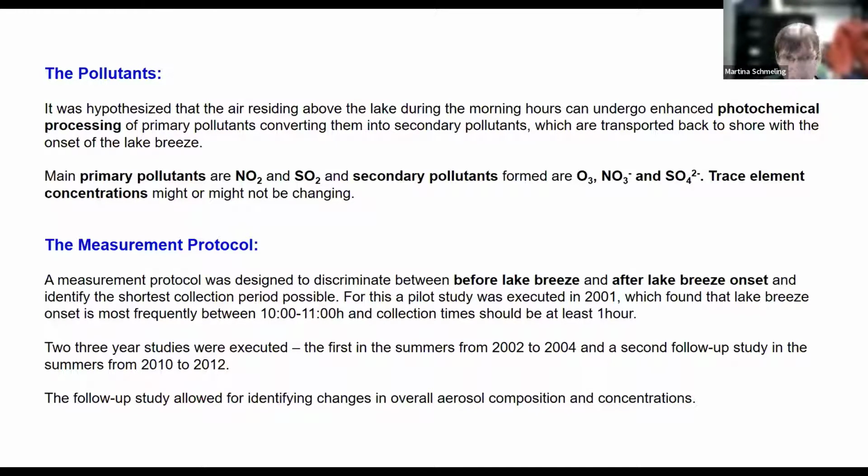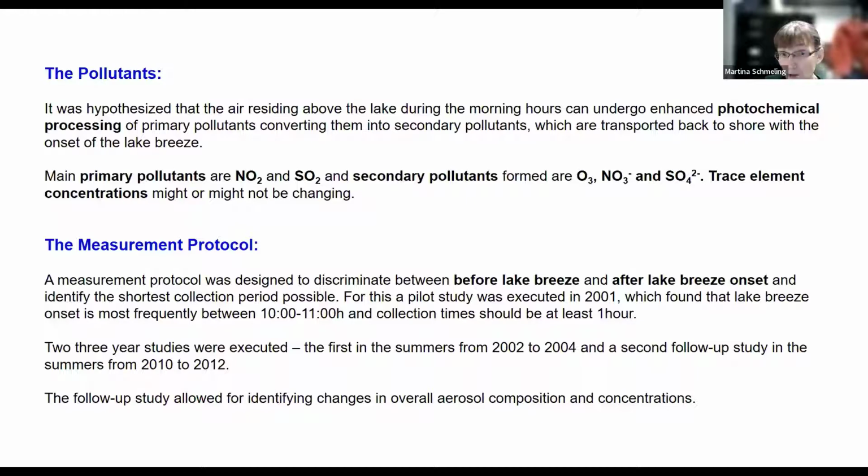Another reason why we did this is, of course, to find the shortest time period possible to still measure sufficient data. And this was predominantly determined by the ion chromatography, by the ions we wanted to study. And for this, we did a pilot study in 2001, and that found that the lake breeze onset is most frequently between 10 and 11, as already said.